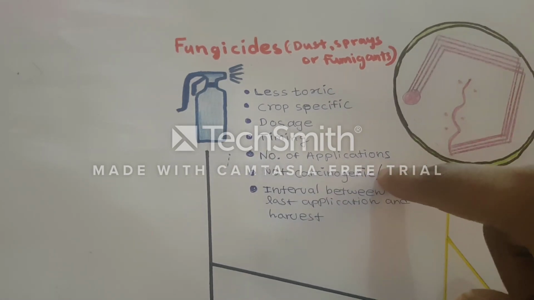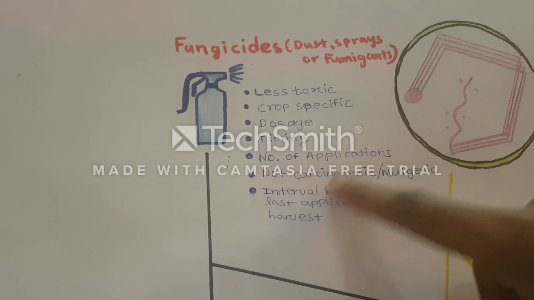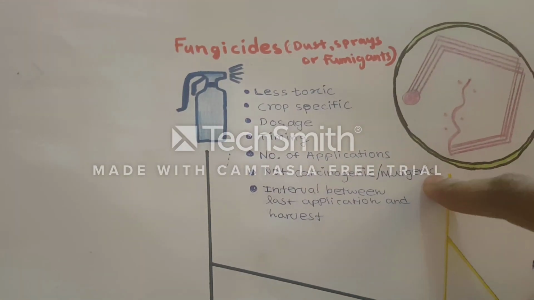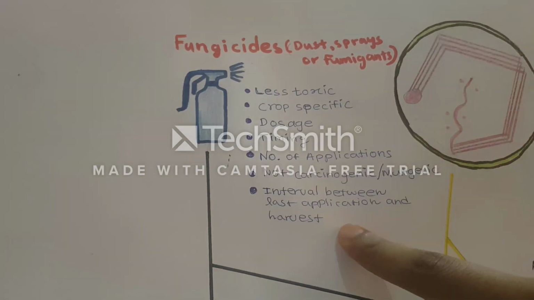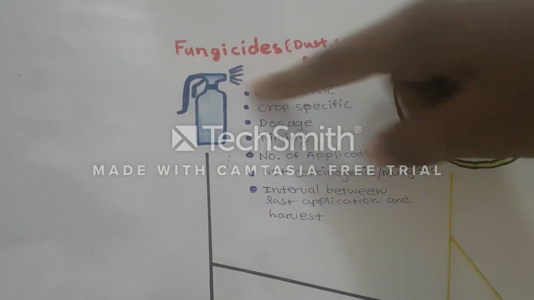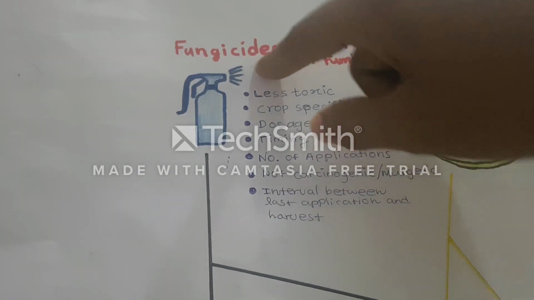And how many times you are going to apply these fungicides. Then it should not be carcinogenic, which means it shouldn't cause cancer, and it should not be mutagenic, which means it shouldn't cause any kind of gene mutations, so there will be no alteration in their genes. And finally, the interval between the last application and harvest should be considered. So all these factors should be considered when using fungicides. Only then can an effective use of the fungicide be ensured.